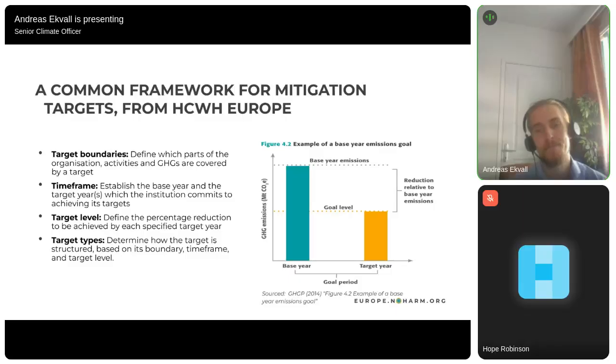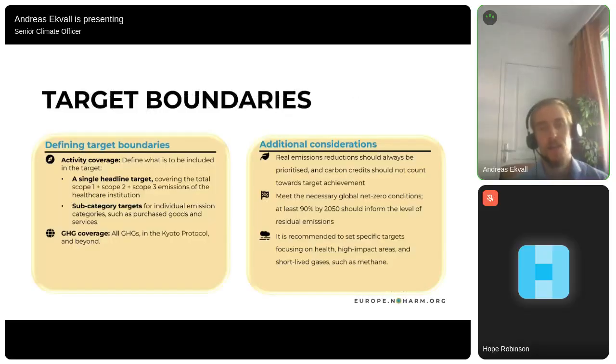This entails outlining the target, or rather how the target is structurally expressed based on its unique boundary, time frame, and target level. These 4 steps are iterative and interdependent. They interact strategically and often overlap throughout the target setting process, as we will see. So let's look at how we establish our target boundaries in line with the Paris Agreement.